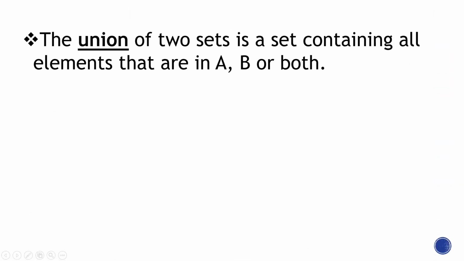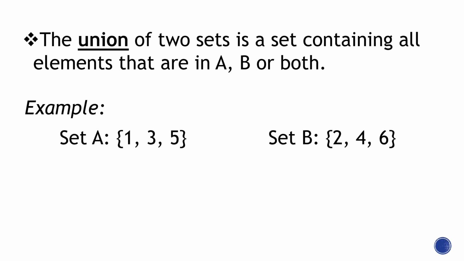How do we define union of sets? So the union of two sets is a set containing all elements that are in A or B or both. Okay, so for example, we have two sets, A: 1, 3, 5, and then we have a set B: 2, 4, 6. And the question is, what is A union B? So this symbol here, it looks like a U. That means union. So what's the union of set A and set B?